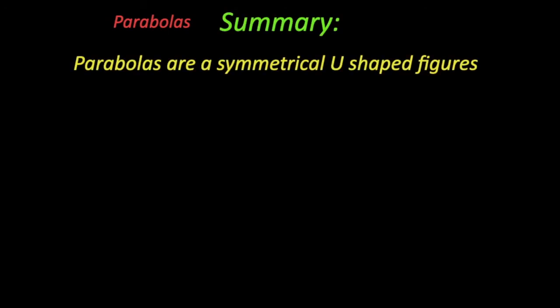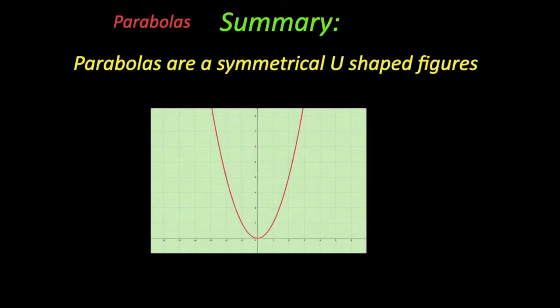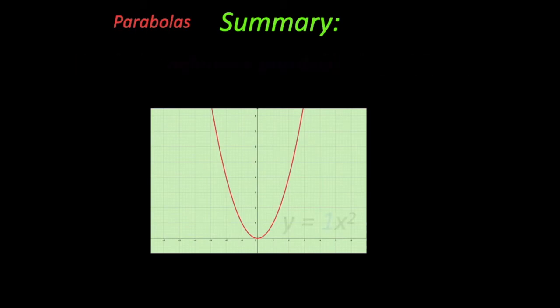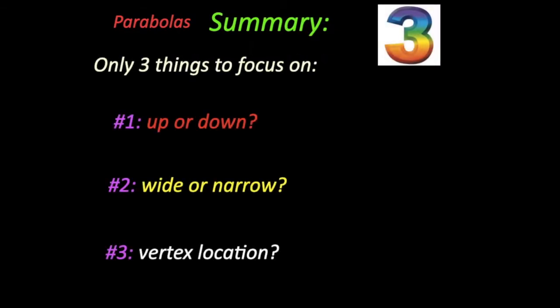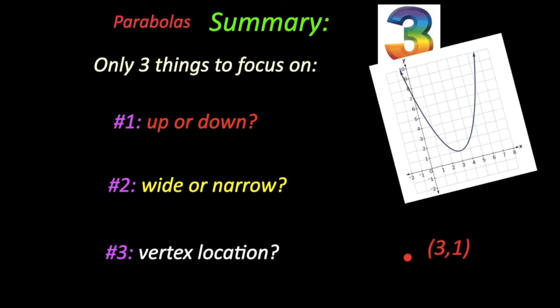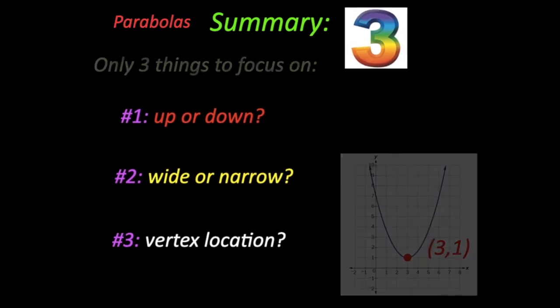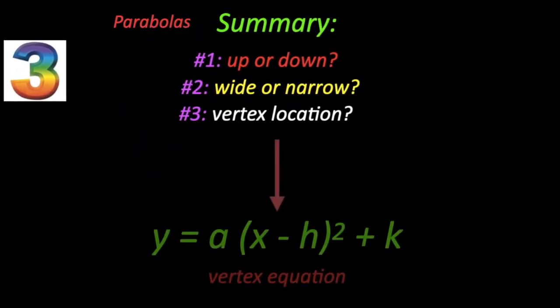So let's summarize what we've learned in this video. Parabolas are a symmetrical U-shaped figure, and the reference parabola is y equals 1x squared. All parabolas are derived from the reference parabola. There are three characteristics to worry about. Is it up or down? Is it wide or narrow? And where is the location of the vertex? All of these characteristics can be found in the vertex equation.